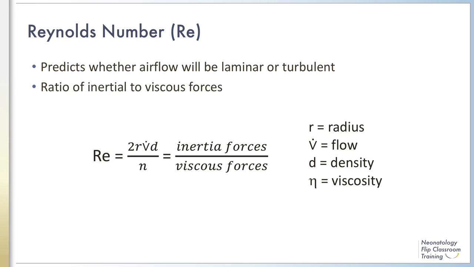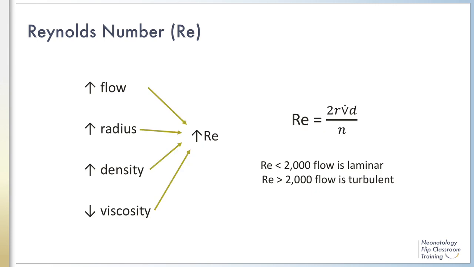Heliox, which is a mixture of helium and oxygen, has a lower density than pure oxygen. Heliox is often employed in situations where high turbulence from obstruction complicates ventilation. The Reynolds number is increased by increasing flow and density of the gas and the radius of the tube. The Reynolds number is decreased by decreasing gas velocity. The Reynolds number is used to predict when there will be laminar versus turbulent flow.